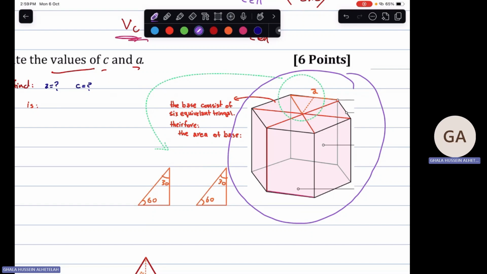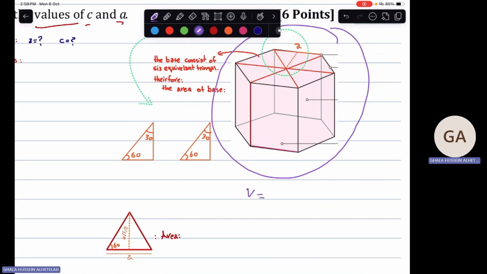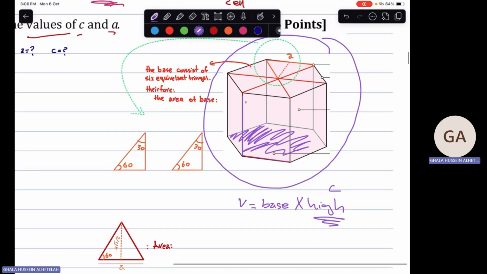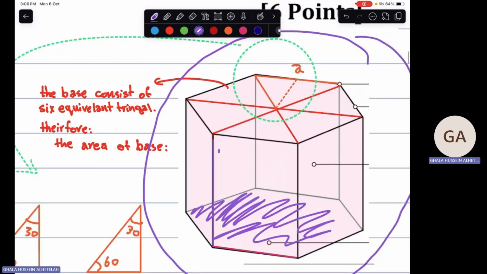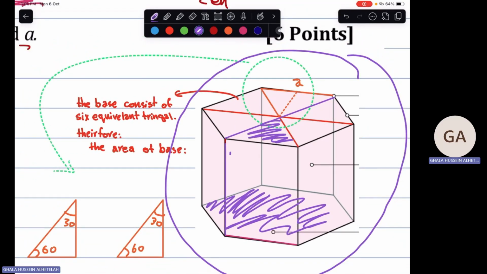Basically, if we need to find the volume, the volume is equal to the base multiplied by the height. Okay, and the height, as I mentioned before, is C. What is the base? The base is a hexagonal shape. Do we have a specific formula for hexagonal area? No. So what we are going to do is divide it into six triangles. Then we will find the area of just one triangle and then multiply it by 6.